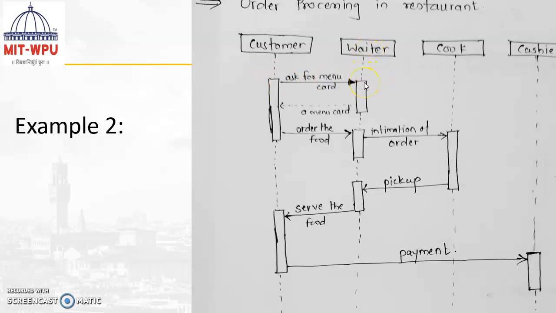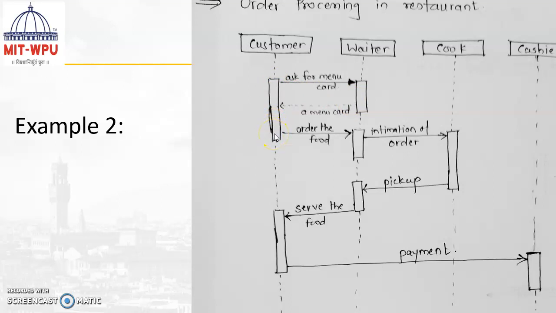So that message goes towards a waiter. Now the waiter is replying, this is a menu card, you can take. So here you can see the focus of control, that is, the communication has been done from the waiter side. Now the customer is looking towards the menu card. So because of that, the focus of control is still alive from the customer side.